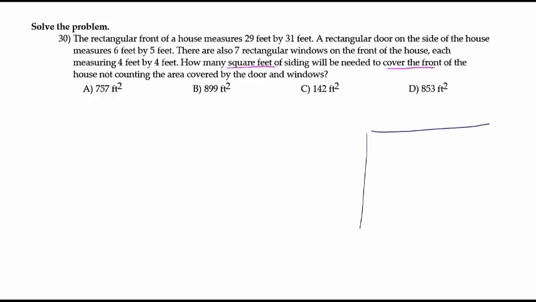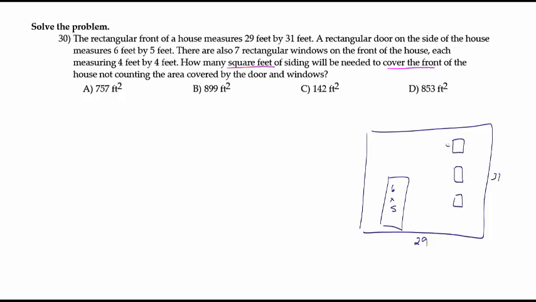So I've got this front of the house. Like I said, that's going to be 29 by 31. And then I've got a door somewhere up here that's going to be 6 by 5. And then I've got some windows. And like I said, I end up with 7 windows, and each of them is 4 by 4. So what I'm going to do to find the area of that front minus the door and the windows, so I'm taking the area of the front, and then I'll subtract from that the area of the door, and then also the area of the windows.